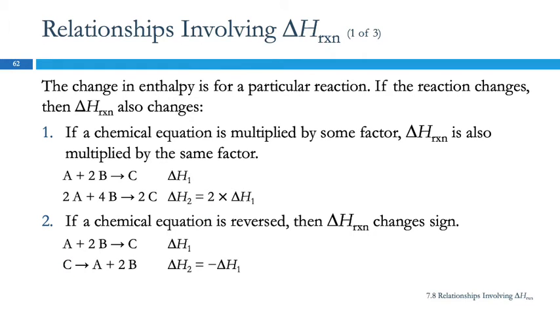If we reverse the equation, the sign changes. So if going from A and B to C gives us, say, positive 50 kilojoules, then going backwards must be negative 50, right? You can't create or destroy energy just by going back and forth. It'd be great if you could, but you can't. So you switch the order, swap reactants and products, you change the sign.